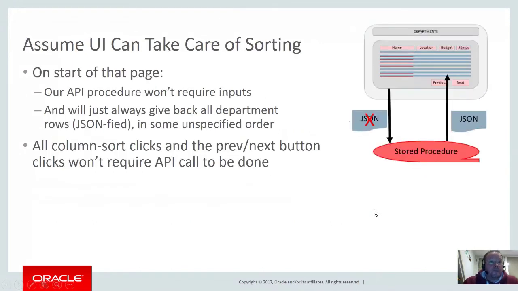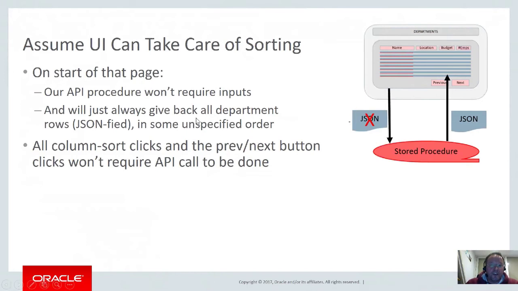Now, let's assume that the UI can take care of sorting. So let's assume that this is indeed a page where the total number of rows ever to be returned is manageable inside the client here. Then our API won't require any inputs at all, because in the other case it will require some inputs, which will become clear in the next slide.